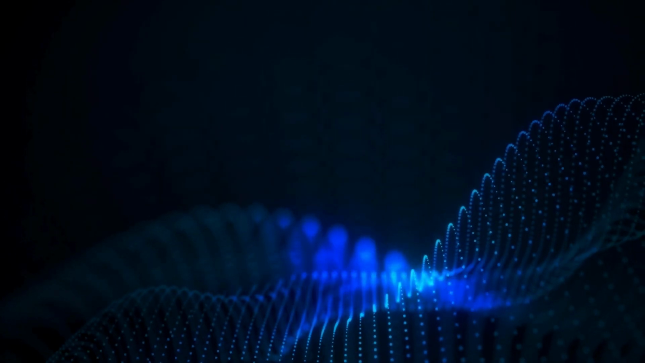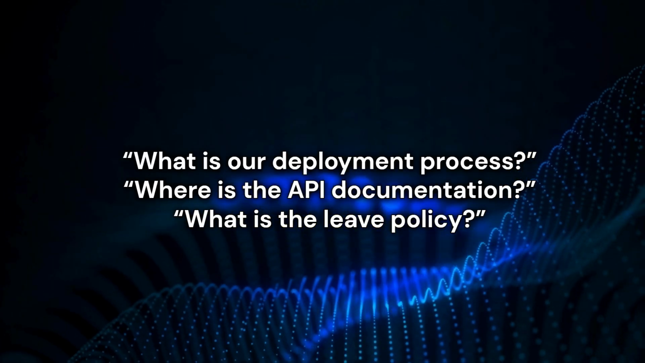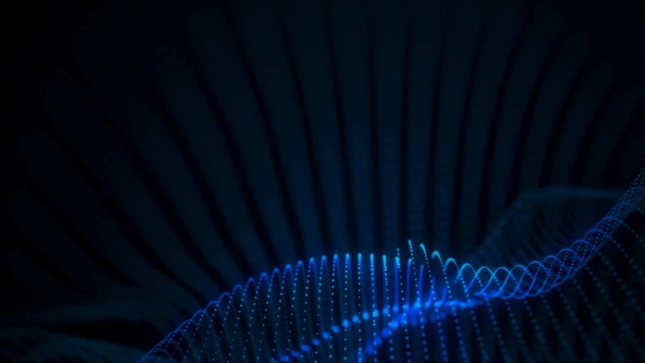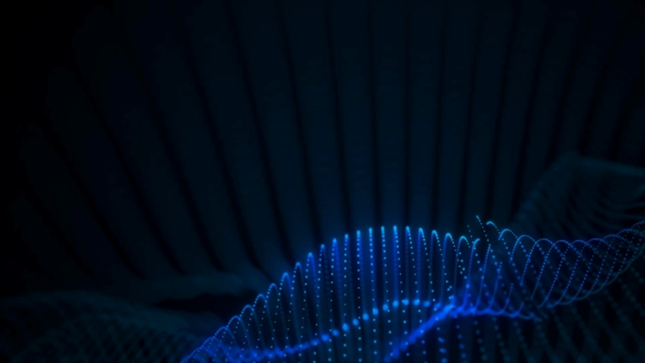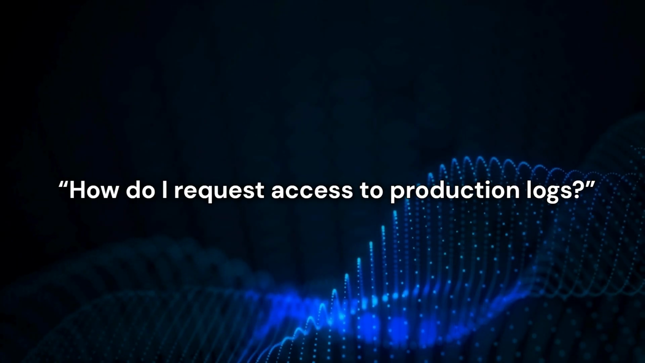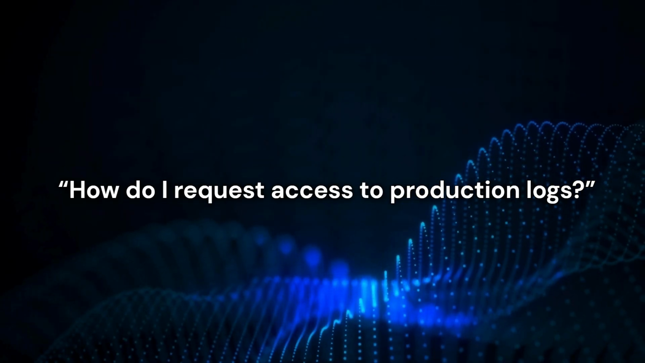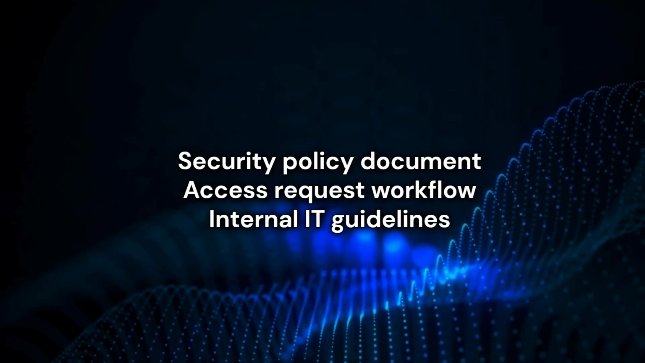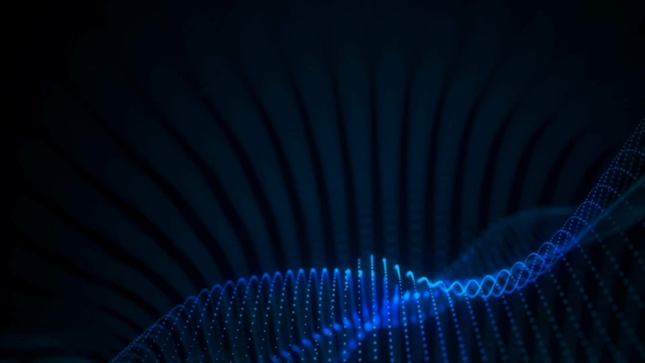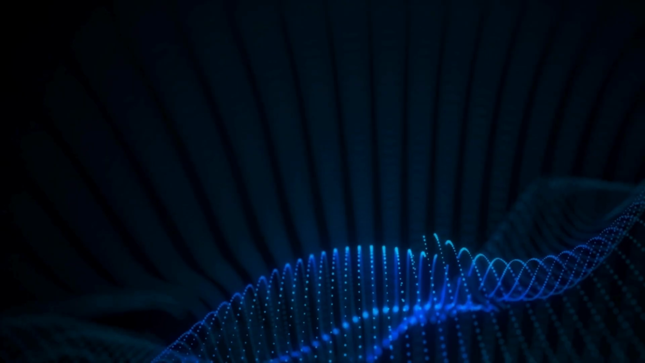Now employees can simply ask, what is our deployment process? Where is the API documentation? What is the leave policy? And get instant answers. So if an employee asks, how do I request access to production logs? The RAG system retrieves the security policy document, access request workflow, and internal IT guidelines, then provides a step-by-step answer.